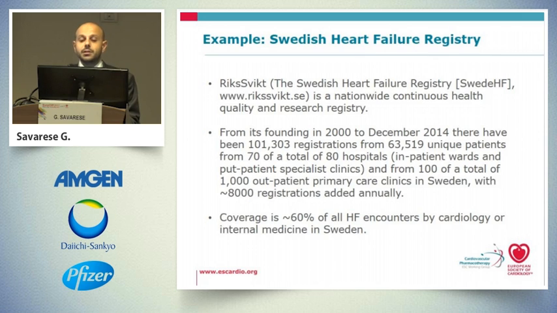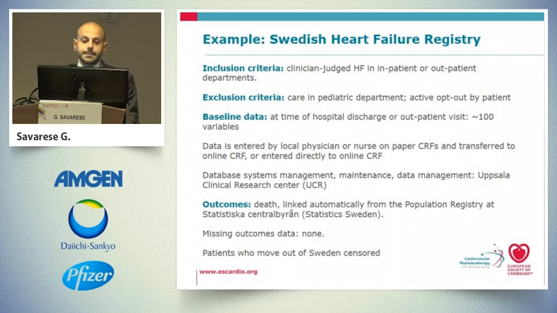RiksSvikt is a nationwide continuous health quality and research registry. It was founded in 2000, and actually there are around 60,000 patients enrolled in this registry. That's a national registry in Sweden, and it enrolls both outpatients and inpatients. The coverage is around 60%, and patients are enrolled both in cardiology and in internal medicine departments.